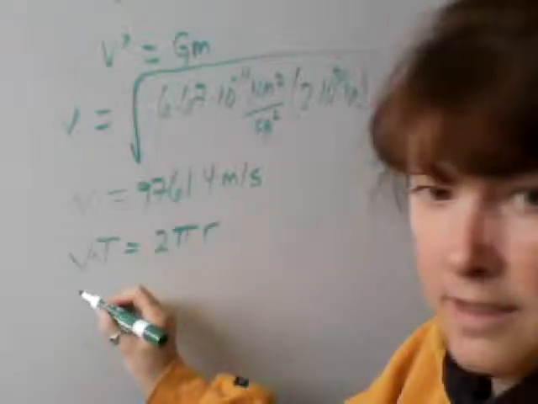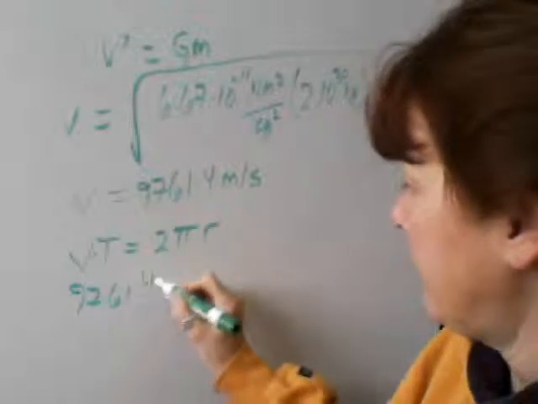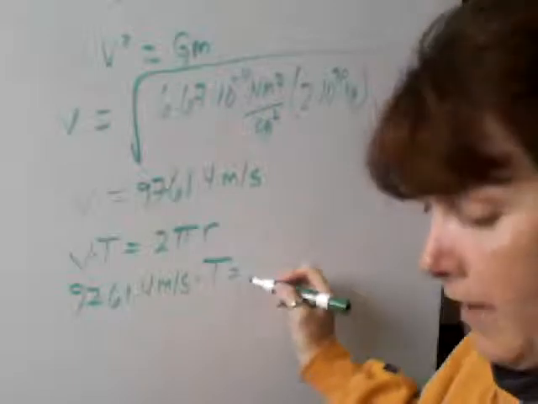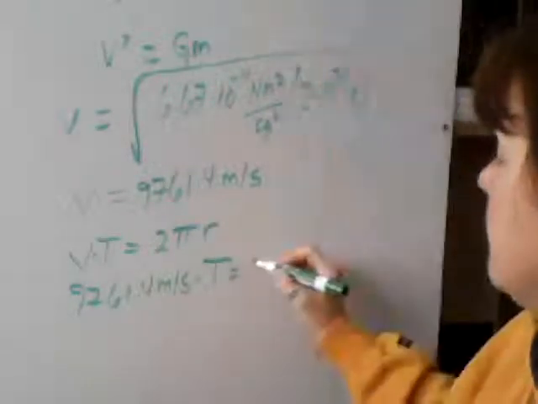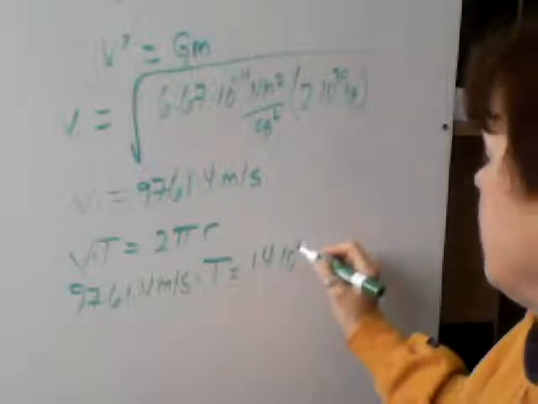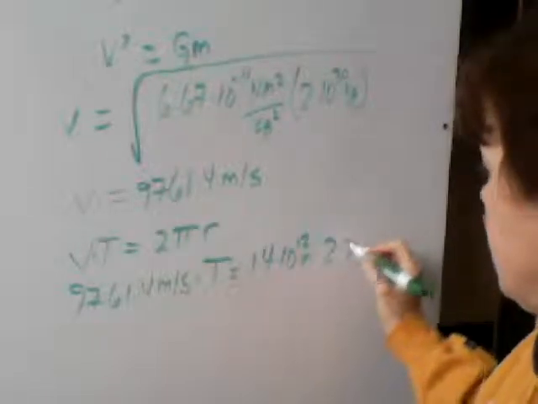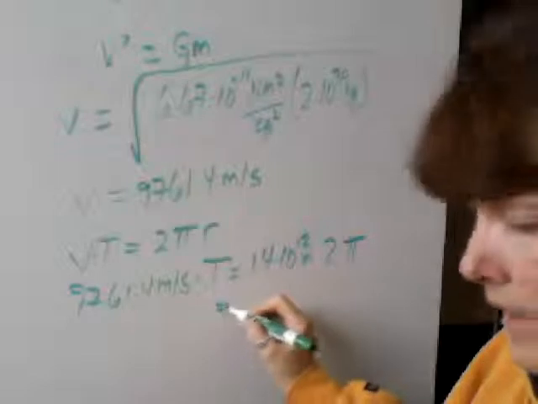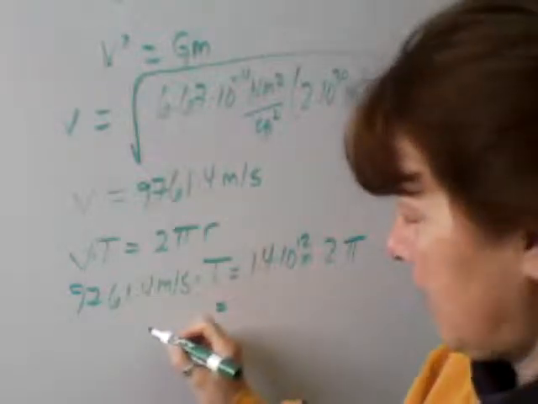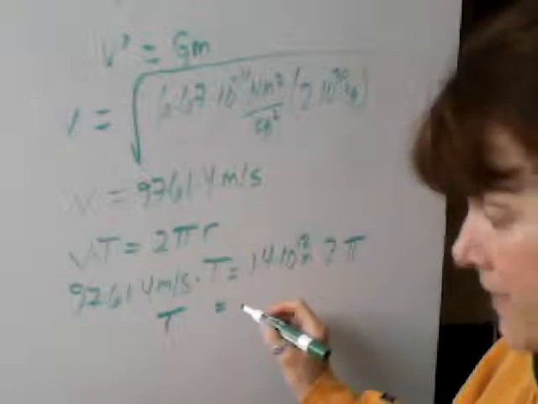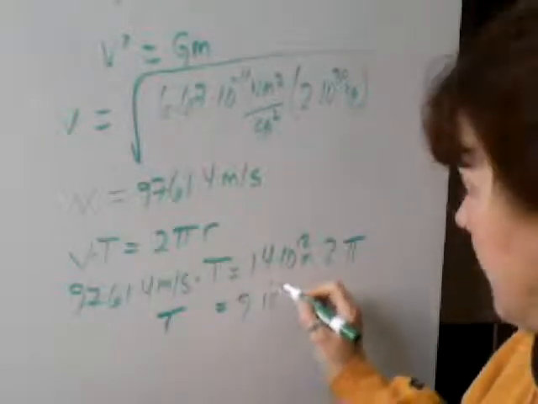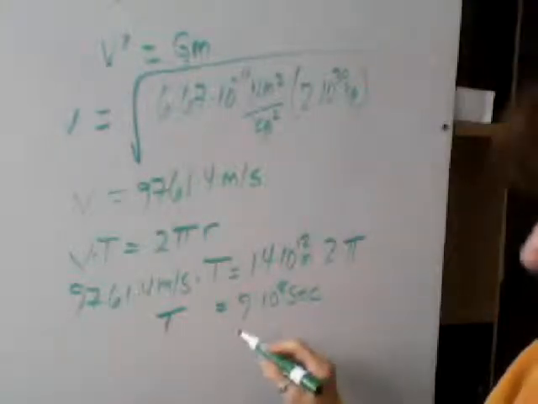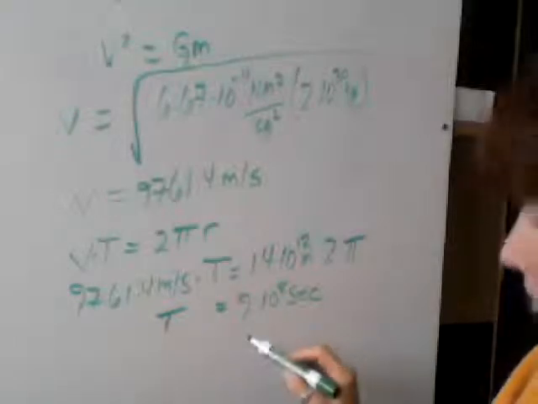So we know that the velocity is 9,761.4 meters per second. And we don't know the time, that's what we're trying to figure out. And we know that the radius, they gave us Saturn's radius, was 1.4 times 10 to the 12th meters times 2 times pi. So we want to multiply those together, divide it by the velocity, and we know that the time it takes Saturn to go around the Sun is 9 times 10 to the 8th seconds, which doesn't sound like something very useful.